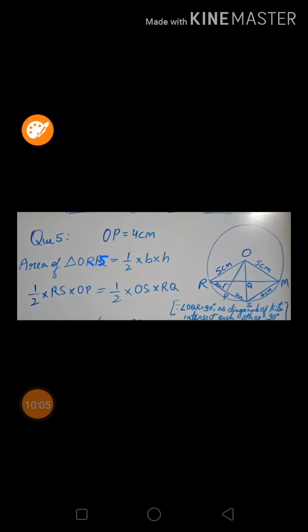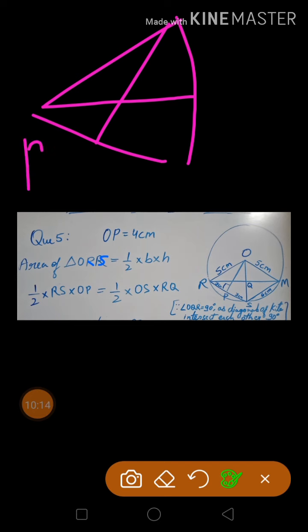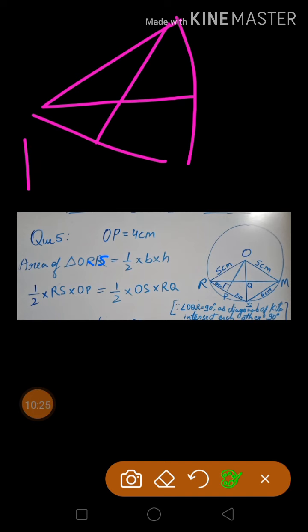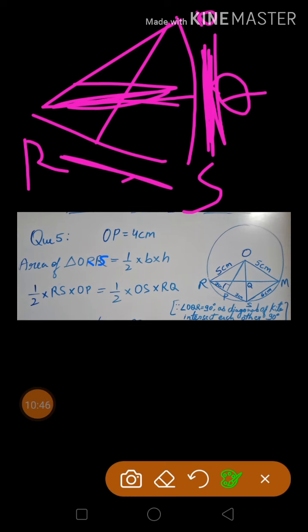here the same triangle is there. This is the perpendicular and this is also the perpendicular. So we can say, if we take RS as the base, the perpendicular will be OP. And if we take OS as the base, the perpendicular will be RQ. This is R and this is Q. So if we take this as base, this will be the perpendicular. The area will be the same. If we take this as base or that as base, the area will be the same.